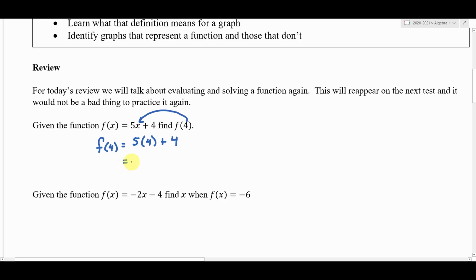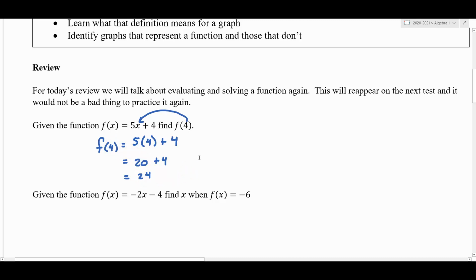And then I use my order of operations. So I'm going to do multiplication first. So I would do 5 times 4, which is 20. So now I have 20 plus 4. And then I'll do the addition. 20 plus 4 is 24. So this is telling me that if I put a 4 into my function, I'll get a 24 out. Right? So input 4, output 24.